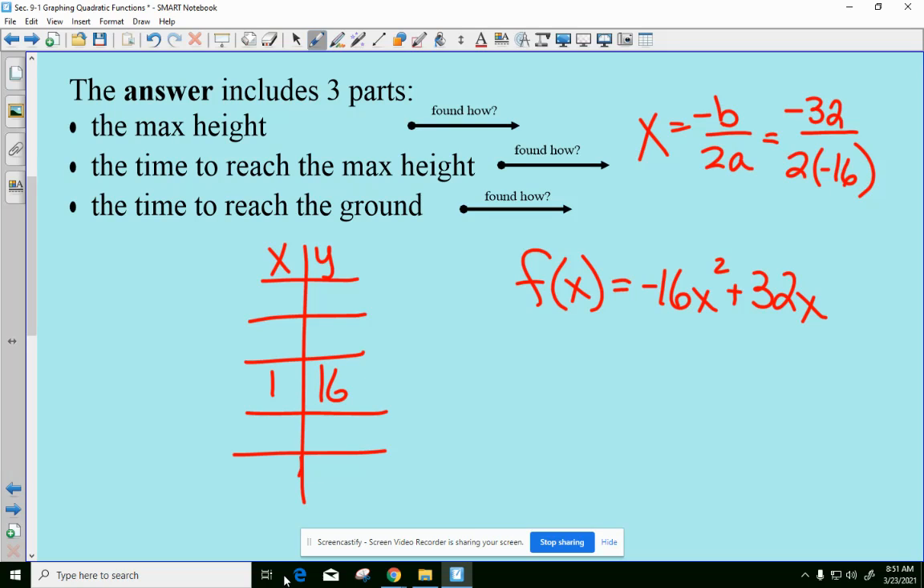I'd say at this point, you've already answered the first 2 questions. What's the ball's max height? 16. It's the vertex. It's the very top. It can't go any higher than that. How long did it take to get there? James? 1 second. At this point, you've got that one and that one done. And I'd be honest, I think you probably have this one done too if you just stop and think about it for a second. James?